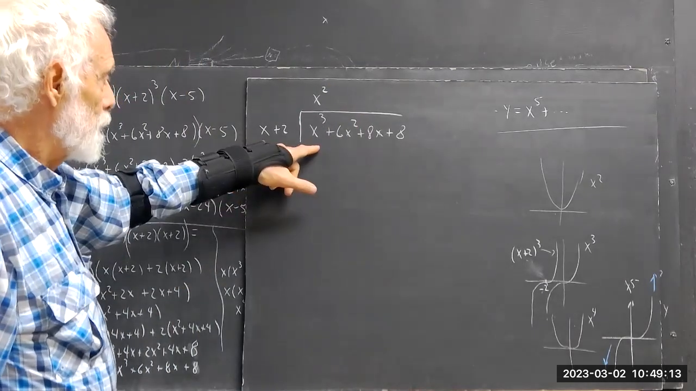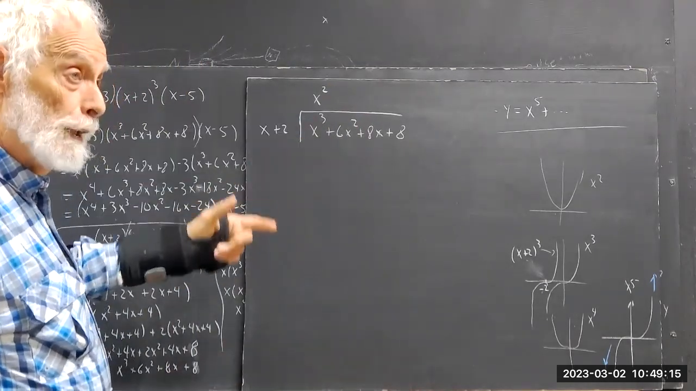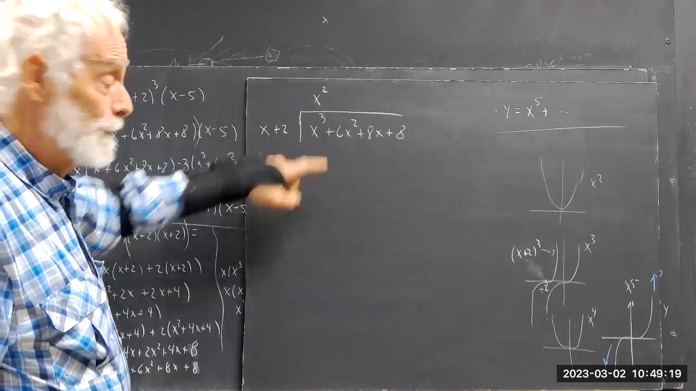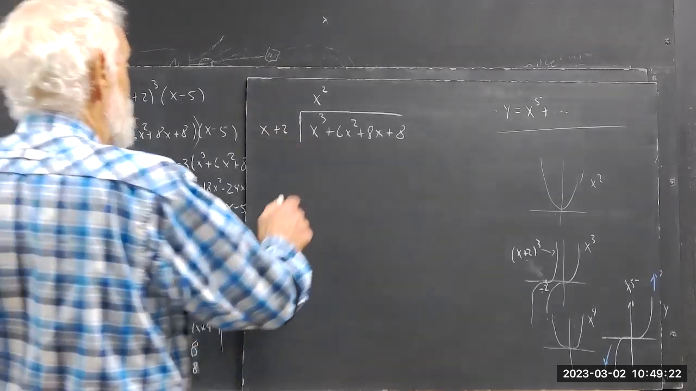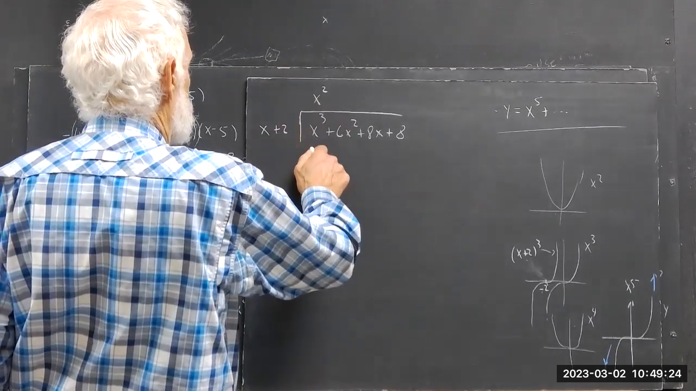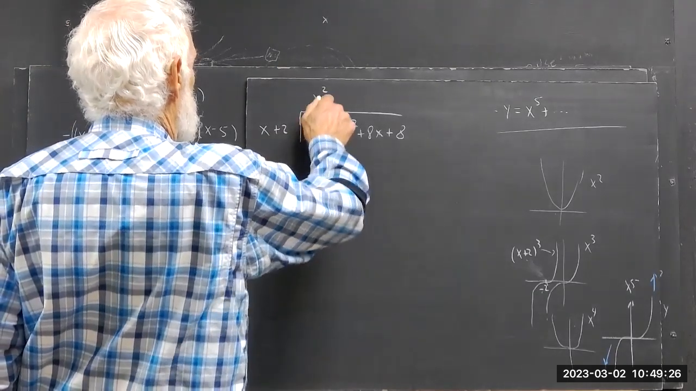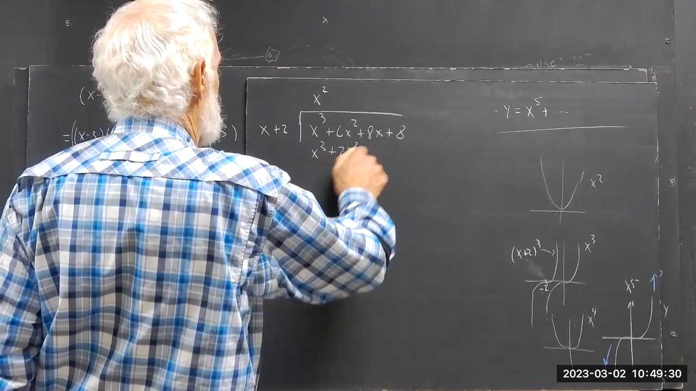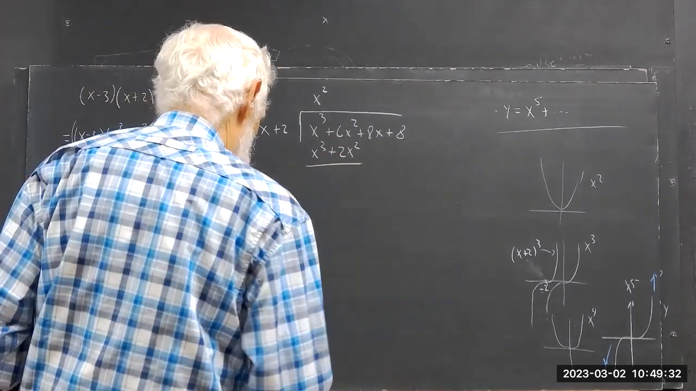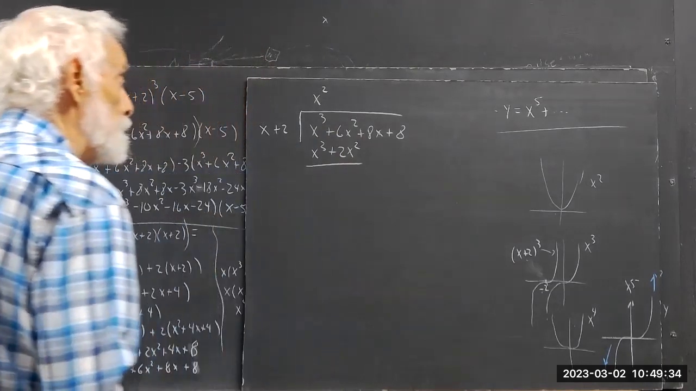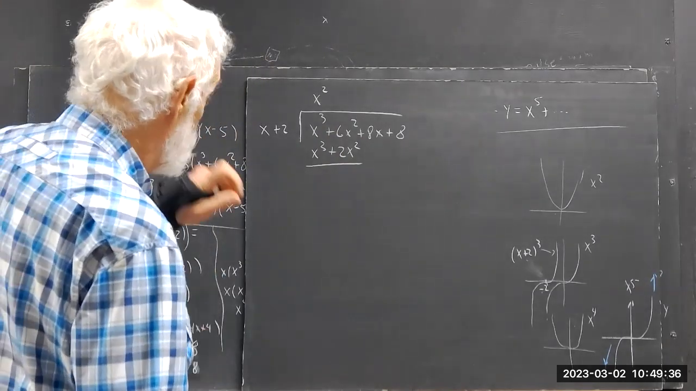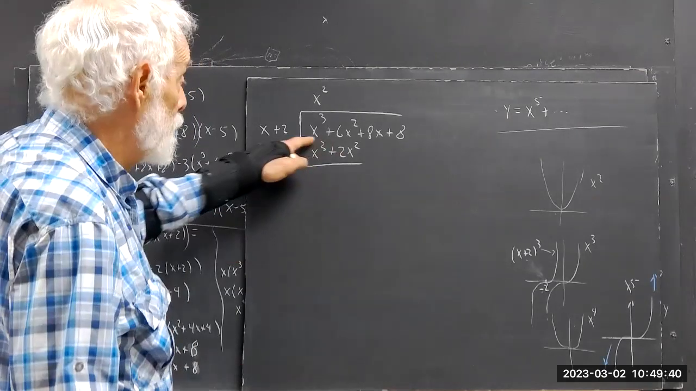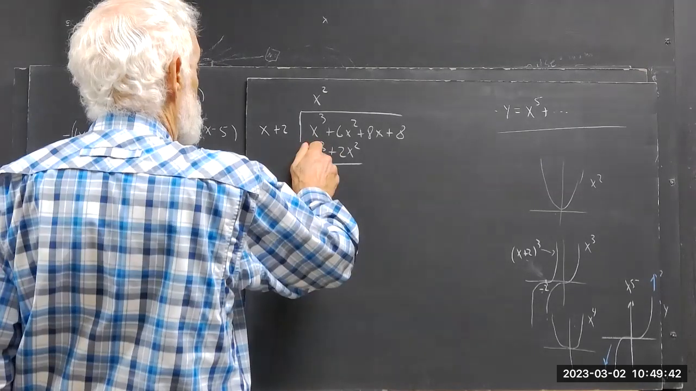If I divide x into x cubed, I get x squared because x squared times x is x cubed. Then x squared times 2 is 2x squared. If you remember your long division algorithm, you know that you subtract this from what you have above it. So I'm going to put a little minus sign here.